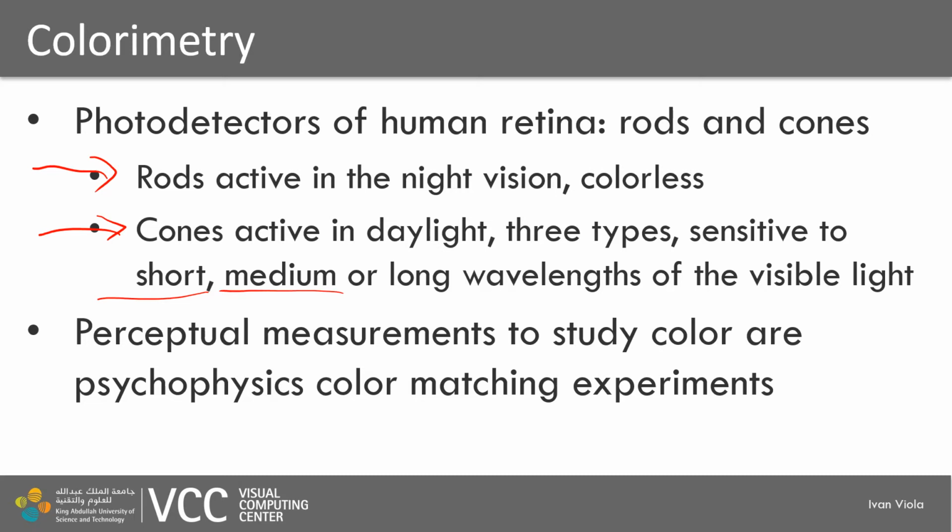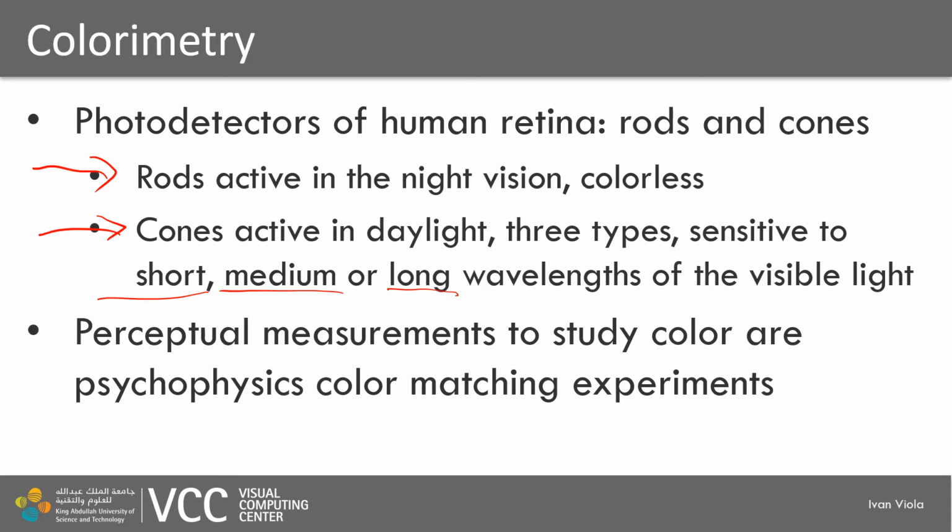And then there is a long wavelength cone type, which is sensitive to wavelengths which are close to the infrared spectrum, and we perceive these sensations of such wavelengths as the red color. And while this is very typical for the standard human, there might be some exceptions.